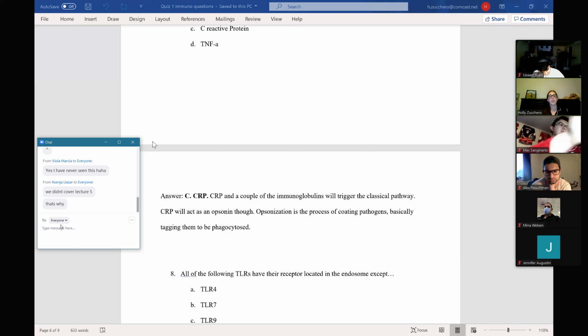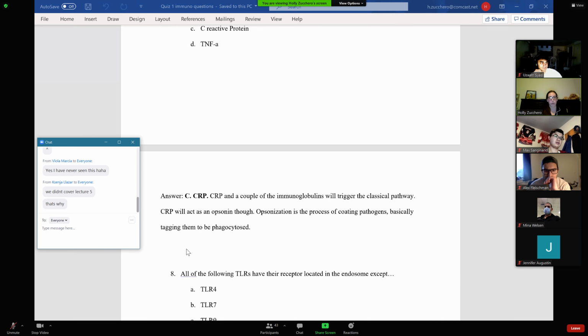Classical can be started with either C reactive protein or an antibody. If it's going to be an antibody, it's going to be IgG or IgM. IgM is the stronger activator. So just keep that in your mind. And then also with complement, the alternative complement pathway, the convertase that you form there is C3BBB. The classical and MBL pathway both use the classical convertase, and that's C4B C2A. Those are also two little facts that I really want you guys to know.